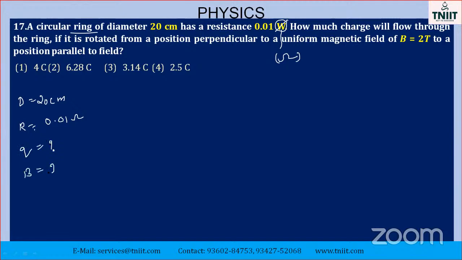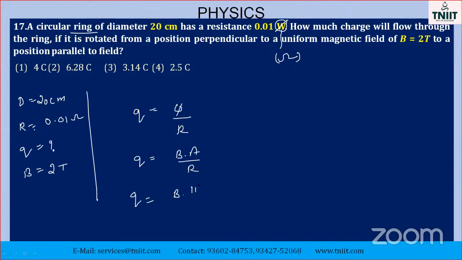Magnetic field is given, that is 2 Tesla, parallel to that. You know that the induced charge is given by the formula flux divided by the resistance. Flux is nothing but magnetic field into area, divided by the resistance. Area of the coil is given by pi r squared. So what is the magnetic field B? 2 Tesla. Pi value 3.14. Radius squared. 20 centimeter is the diameter, so radius will be half of that, 10 centimeter. That is 10 into 10 power minus 2, whole squared, divided by the resistance value.